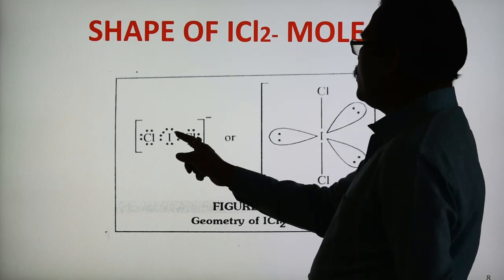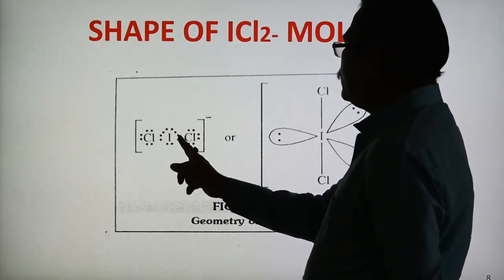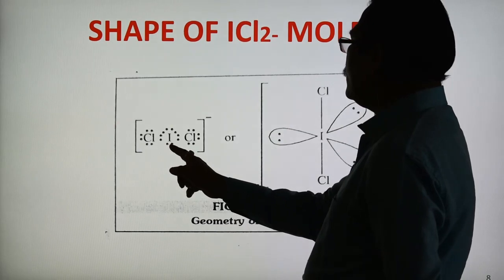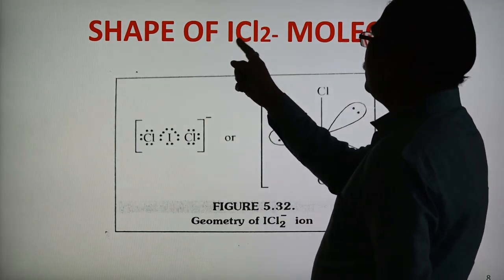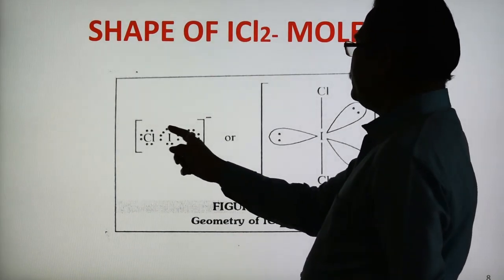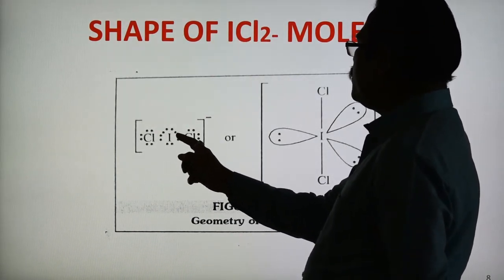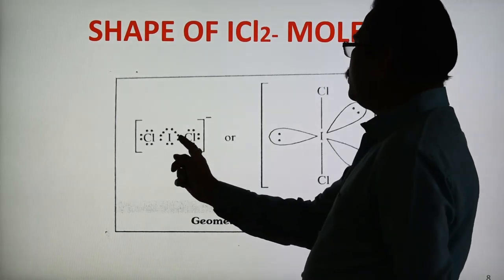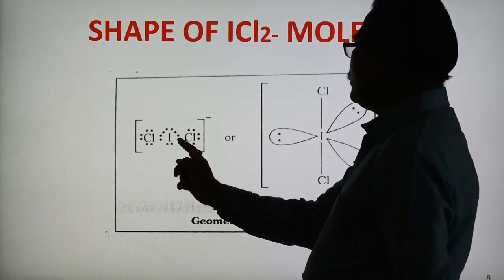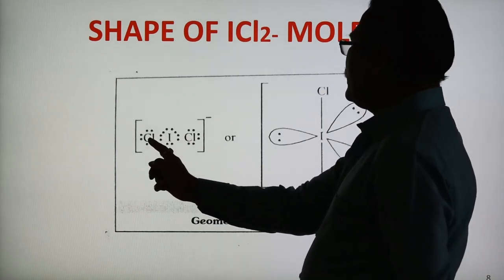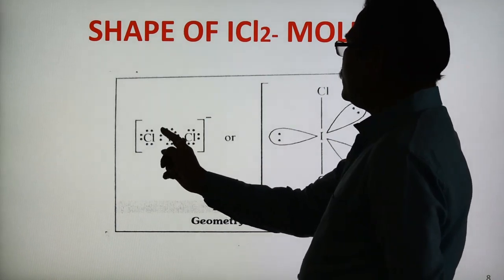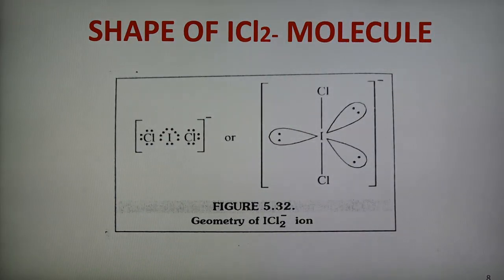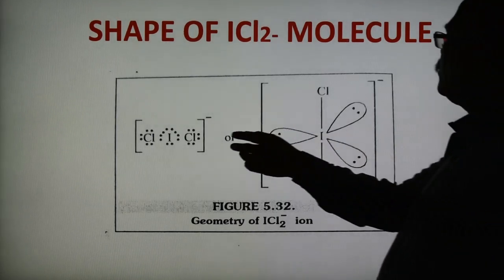So around the iodine, 7 plus 1, 8 electrons, and 2 electrons from these 2 Cl. So total electrons are here 10: 1, 2, 3, 4, 5, 6, 7, 8, 9, 10. So 1 electron of Cl and 1 electron of iodine form a bond pair. Here 1 electron of Cl and 1 electron of iodine form another bond pair. This is one lone pair, this is another lone pair, this is the third lone pair. So total electron pairs are 5. 2 are bond pairs and 3 are lone pairs in ICl2 minus.